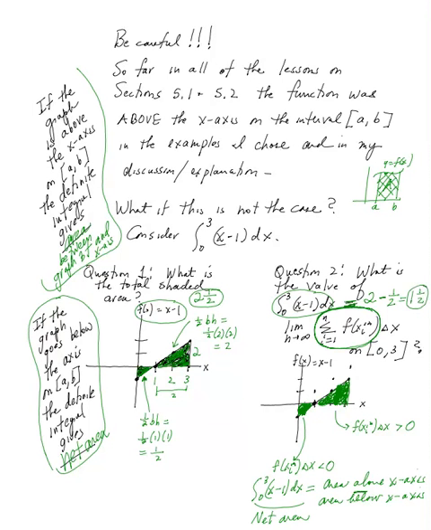And we see that the value of the definite integral from 0 to 3 of x minus 1 dx is 1.5. That's the net area. That's the total. There's 1.5 more units of area above the x-axis than there is below. So a definite integral gives us net area. If the function is totally above the x-axis, net area and area are the same thing.